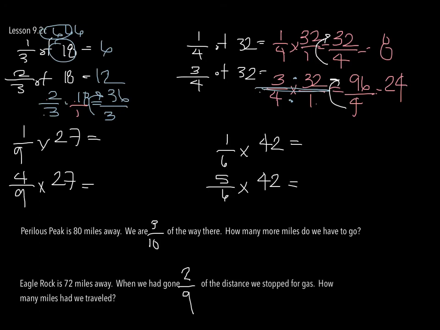Your problems for the rest of this video, or for the rest of the lesson, I guess, is we've got what is 1/9 of 27, or 1/9 times 27 is the same as. 4/9 times 27 is what? 1/6 times 42 is, and what is 5/6 times 42? And then we have 2 story problems here. Perlis Peak is 80 miles away. We are 3/10 of the way there. How many more miles do we have to go? And then Eagle Rock is 72 miles away. When we had gone 2/9 of the distance, we stopped for gas. How many miles had we traveled?